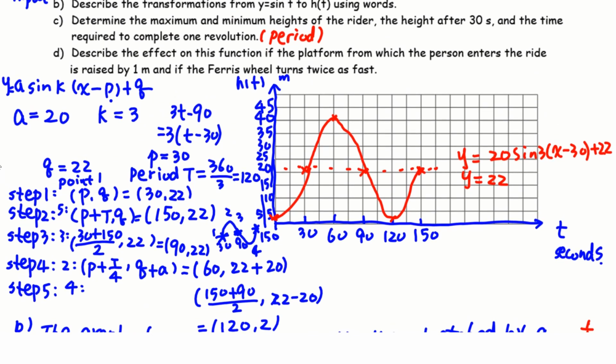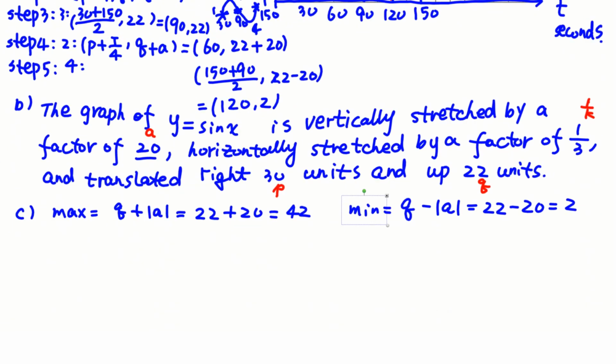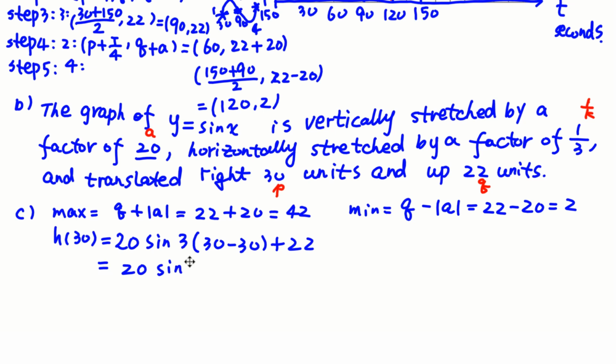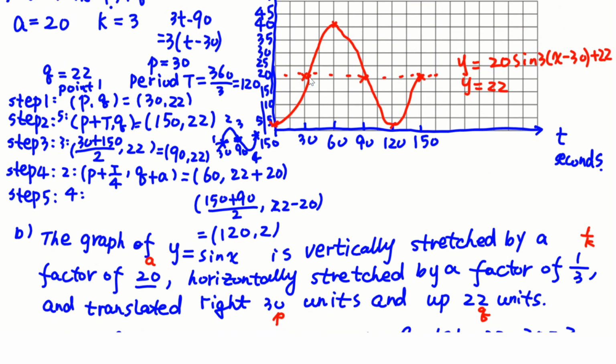The height after 30 seconds. The height after 30 seconds means t equals 30, sub in, so it's 20 times sine of 3 brackets 30 minus 30, then plus Q is 22. So it will give you 20 times sine of 3 times 0, which gives you 0, plus 22, and sine 0 gives you 0, so it is 22. So H at 30 seconds, it is 22, the height.